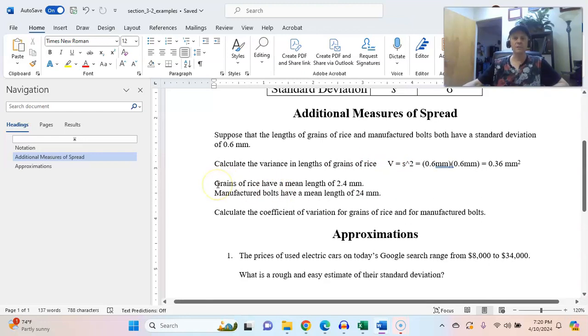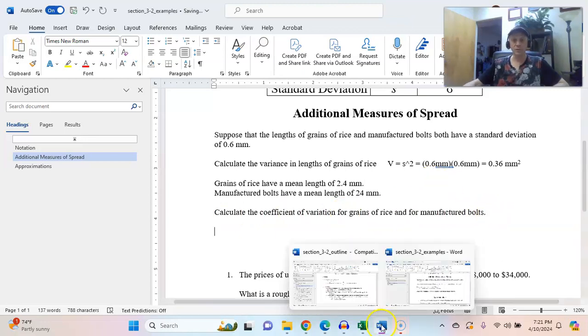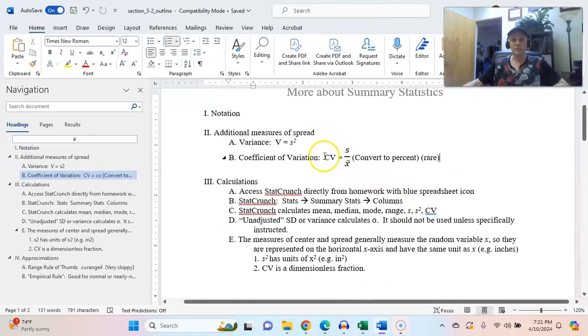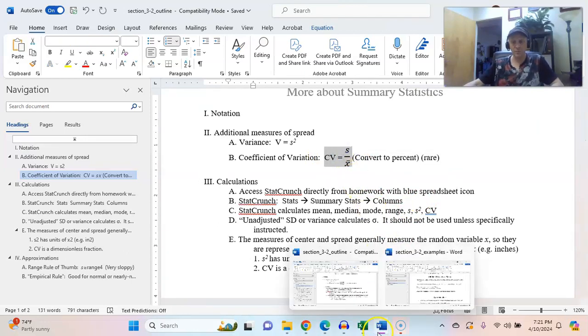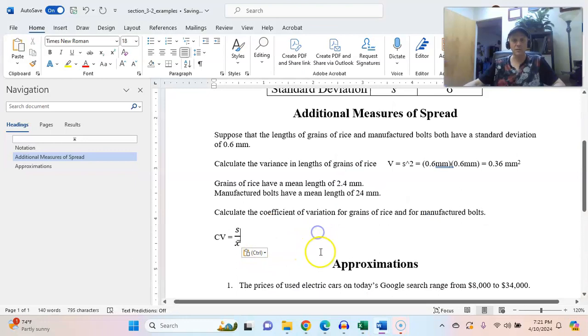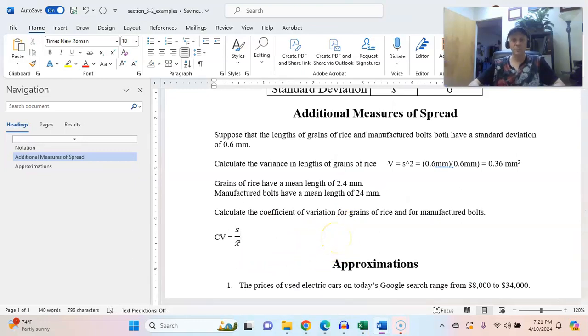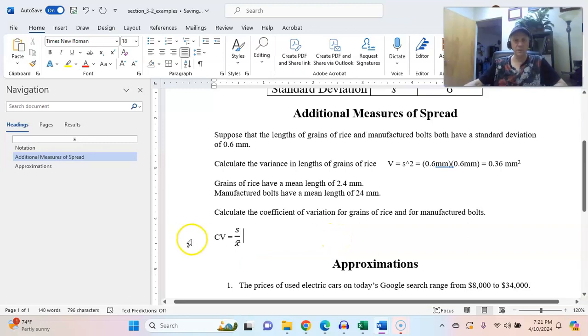Okay, next question. Grains of rice have a mean length of 2.4 millimeters, whereas manufactured bolts have a mean length of 24 millimeters. They're 10 times longer. Calculate the coefficient of variation for each. Okay, so remember that again, the coefficient of variation is given with this formula here. I'll copy it onto this other page. Standard deviation divided by mean. So if we perform that calculation for the grains of rice, I guess I'll just copy it again.